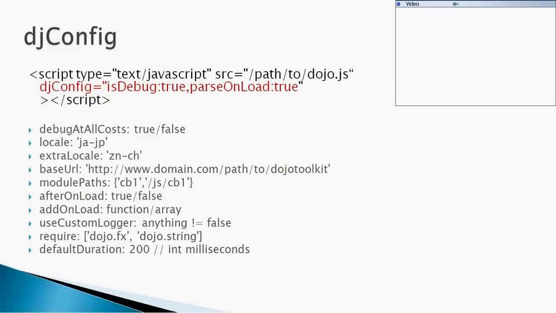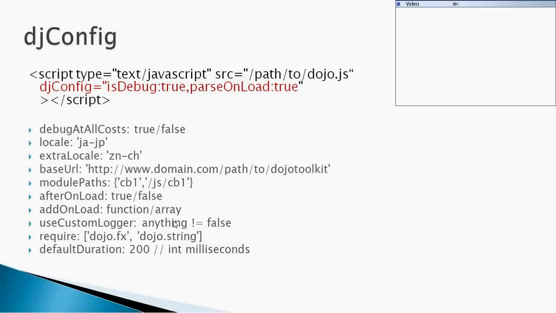In front end, everything is very important. Even if you can save a few instructions, it's good. Similarly, you have all sorts of other configurations also, like isDebug, locale, and then baseUrl, modulePaths. We separately defined dojo.registerModulePath, but you can provide the same thing inside the djConfig also. Here you can add as many namespaces as you like. It's not like you can add only one; you can add many of them.